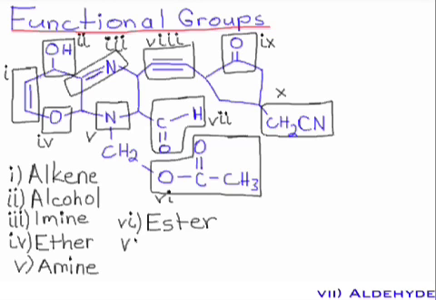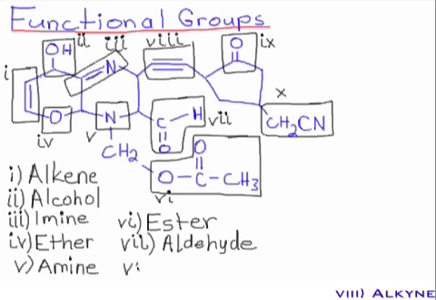Okay, next is number 7. Number 7 is a C double bond O that has an H. A carbonyl that has at least one H and is attached to a carbon is referred to as an aldehyde. Then we've got number 8. We have a carbon attached to a carbon via a triple bond. That is an alkyne.